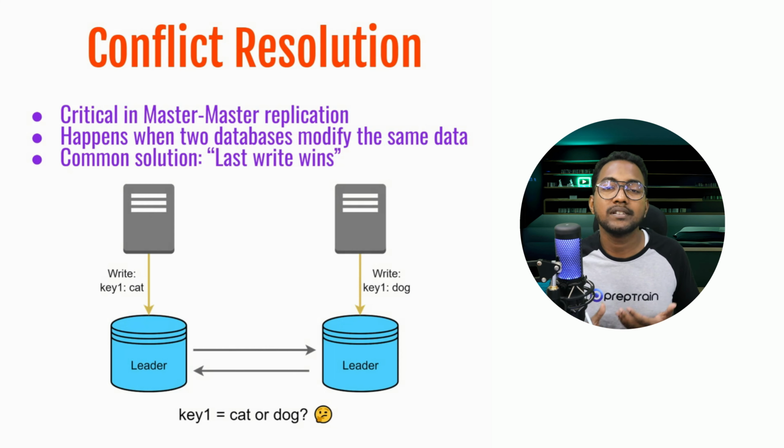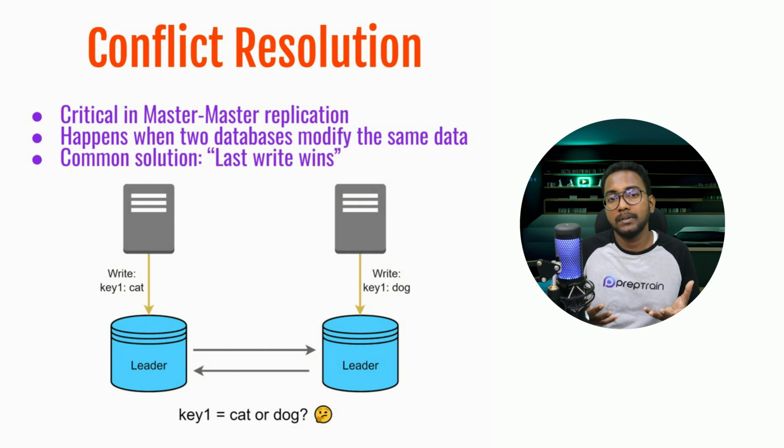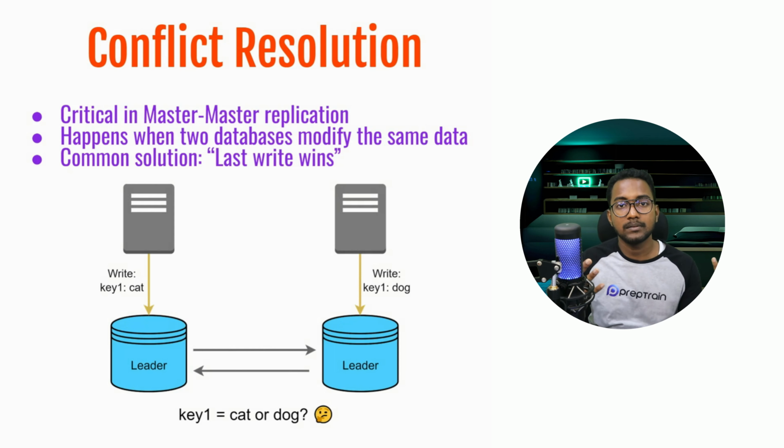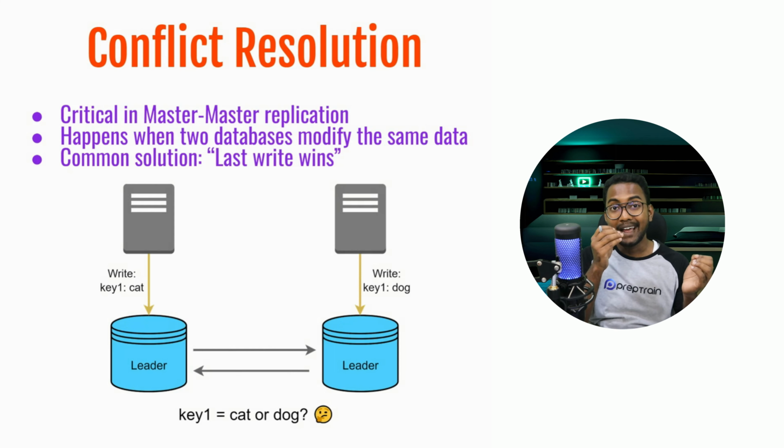Conflict resolution is critical because unresolved conflicts can lead to data inconsistency, which can break the user experience. For example, in a financial system, conflicting updates could lead to an incorrect account balance, which would obviously be unacceptable. That is why engineers put a lot of effort into designing replication systems that minimize conflicts and resolve them efficiently.